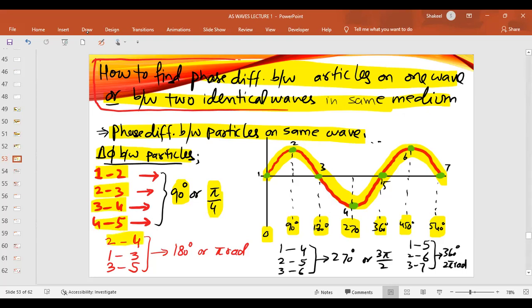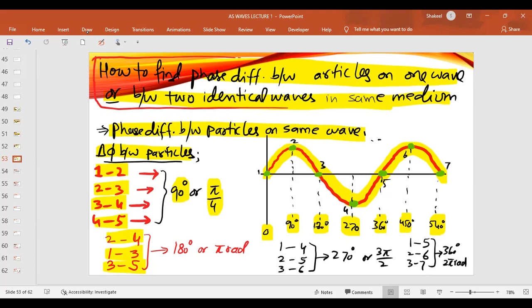And then from 2 to 4 or 1 to 3 or 3 to 5, the phase difference is 180 degree or pi radian.